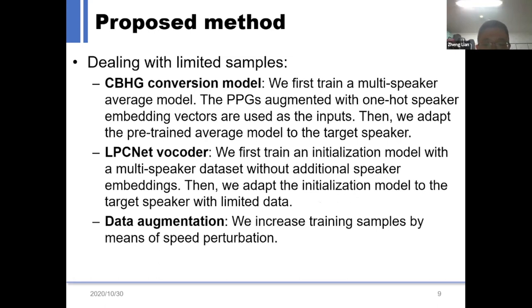Since the training data is limited in the Voice Conversion Challenge 2020, we apply a speaker adaptive approach for the CBHG conversion model and LPCNet vocoder. As for the CBHG conversion model, we first train a multi-speaker average model. The PPGs augmented with a one-hot speaker embedding vector are used as the inputs. Then we adapt the pre-trained average model to the target speaker. As for the LPCNet vocoder, we first train an initialization model with a multi-speaker dataset without additional speaker embedding. Then we adapt the initialization model to the target speaker with limited data. What's more, we increase training samples by means of speech perturbation. It is a technique of changing speech speed while keeping the tone unchanged. We randomly choose the speed factor from 0.6 to 1.2.